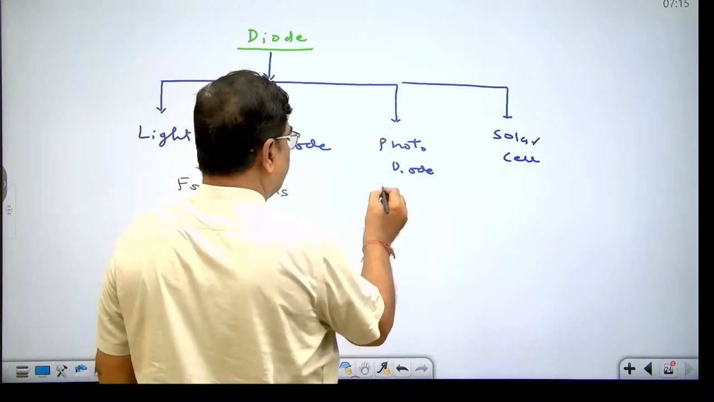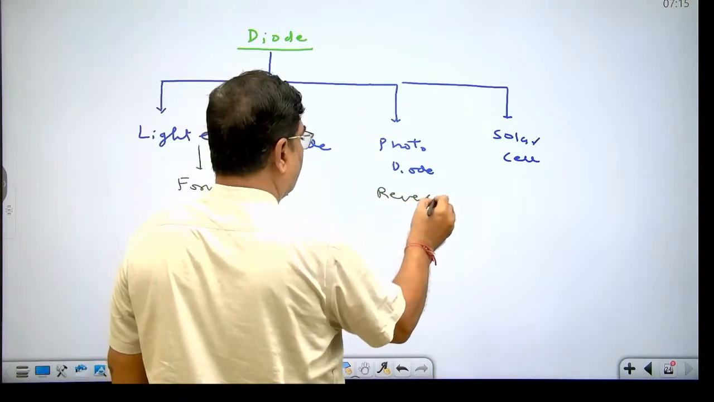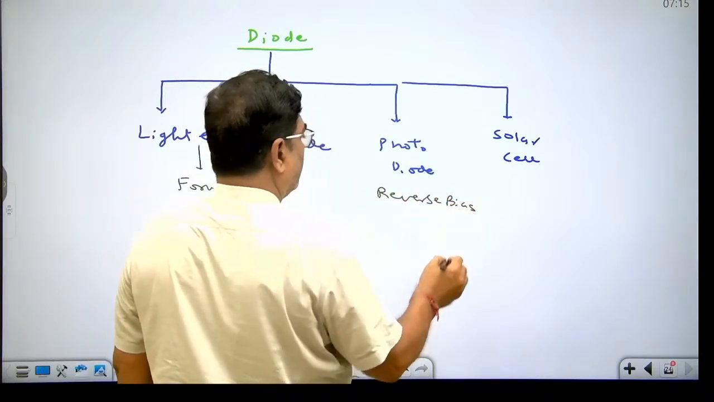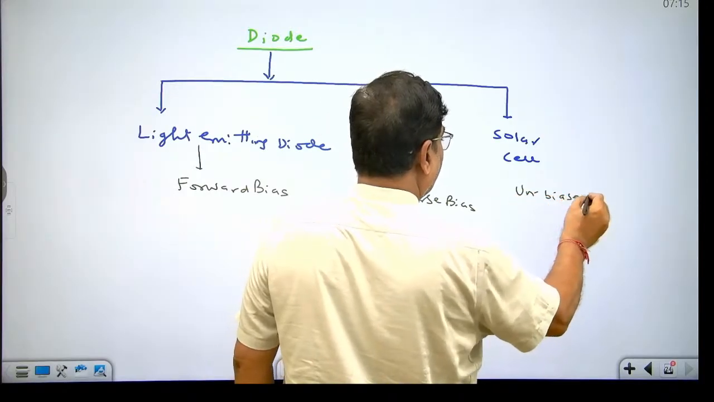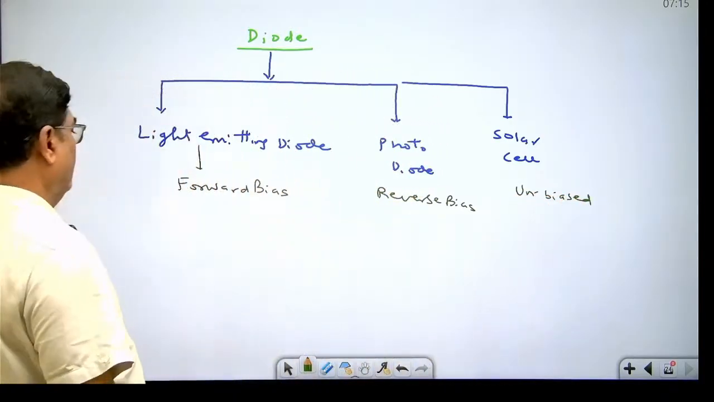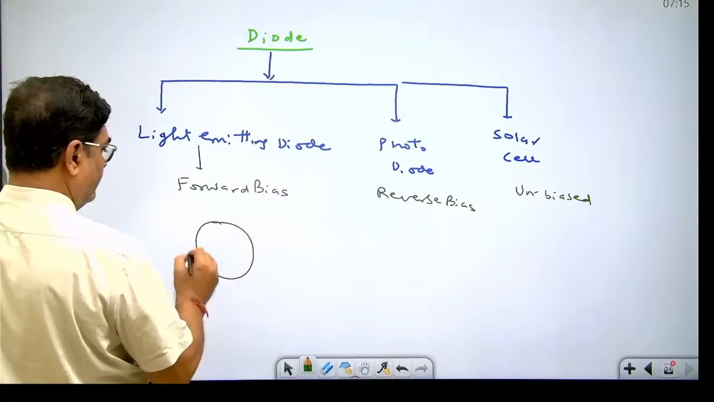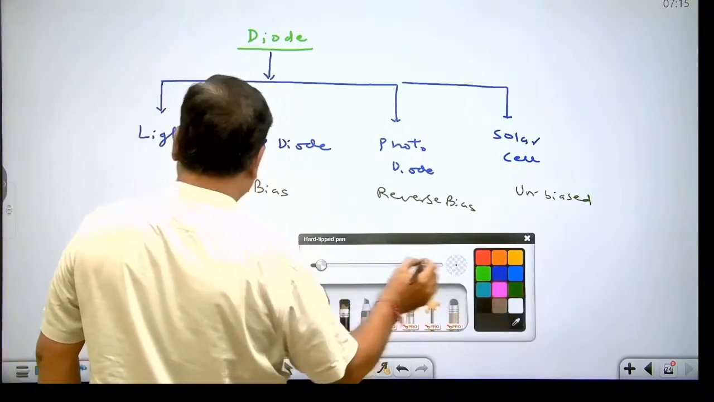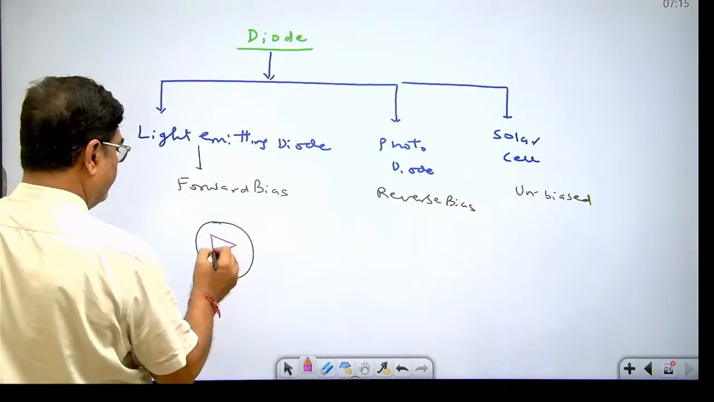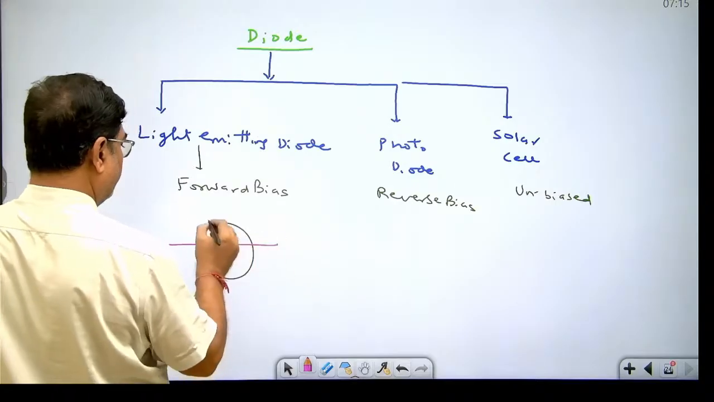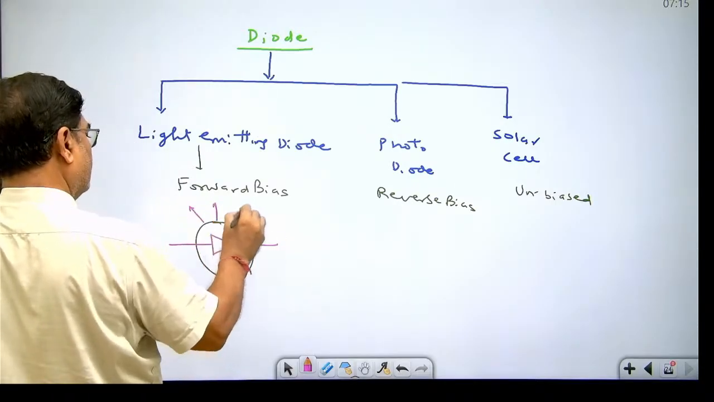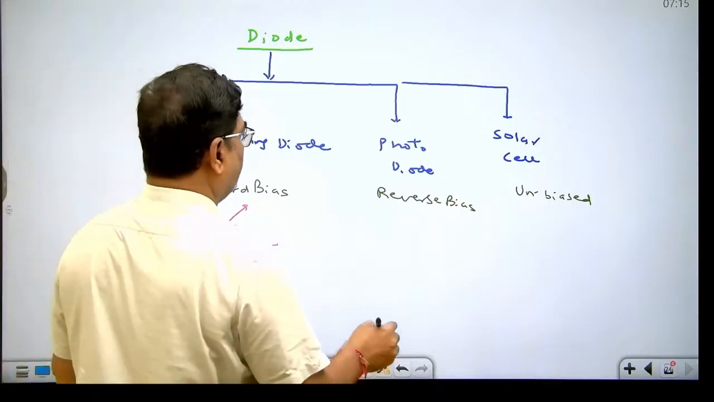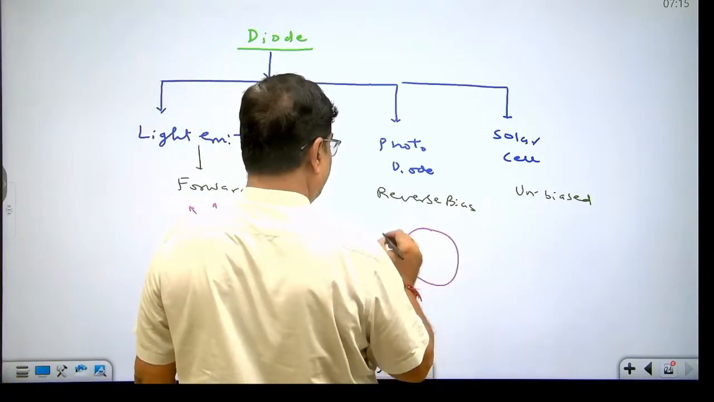Photodiode acts in reverse bias, and the solar cell is unbiased. This is the symbol diagram of the LED. This is the symbol diagram of the photodiode.